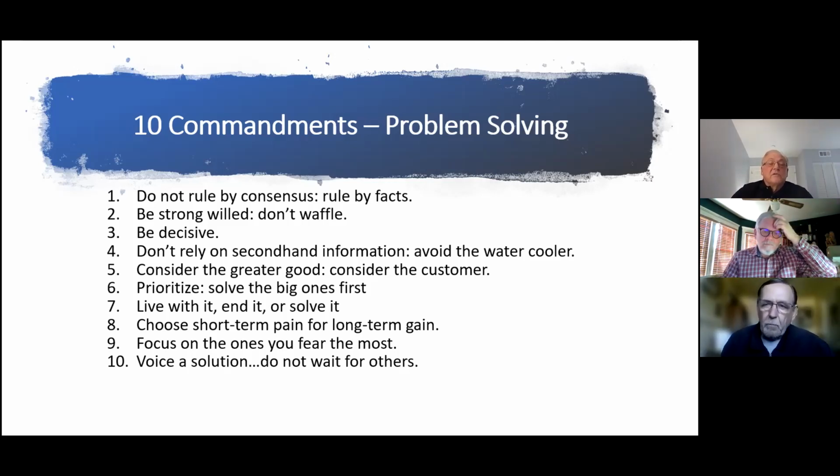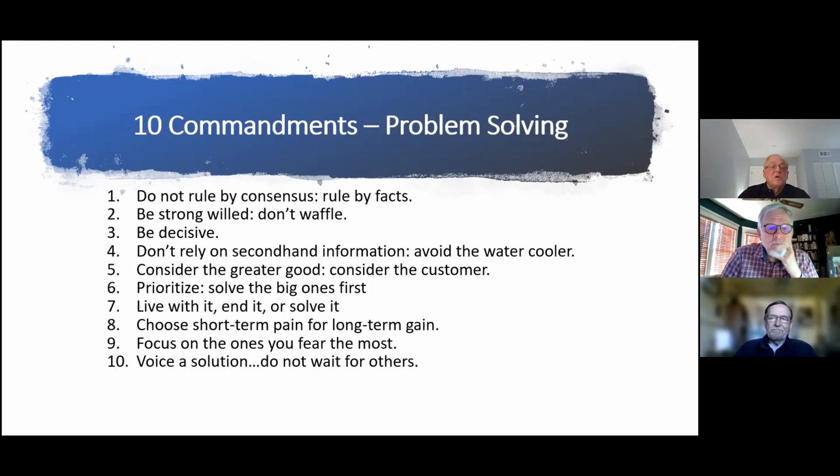You have to be strong-willed. You can't waffle on issues. You can't have bended knees. You got to be strong in your conviction and build a case. And you have to be decisive. You can't let things linger. And you want to obviously focus on firsthand information and facts and figures rather than secondhand information that you gain at the water cooler. Number 5 is consider the greater good, the corporation and the customer.